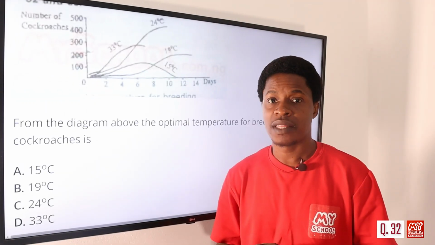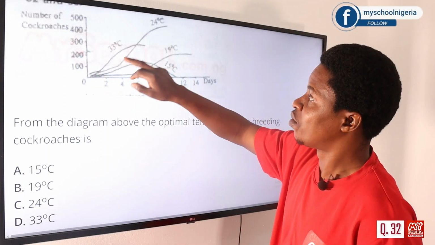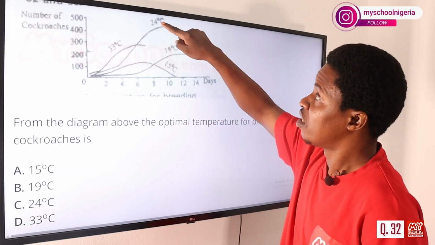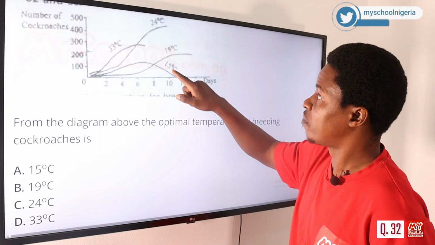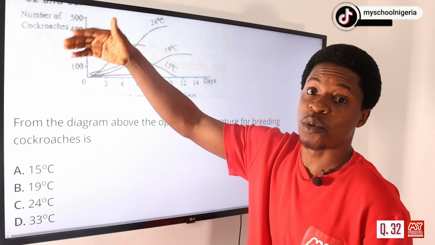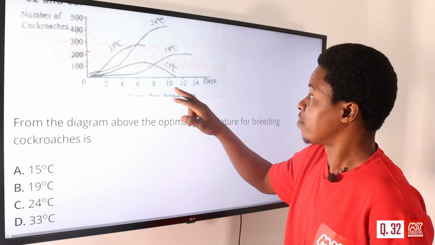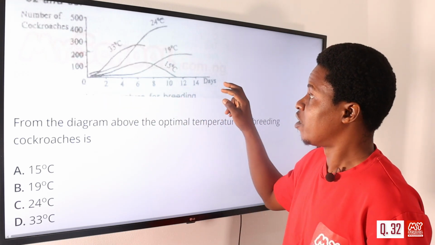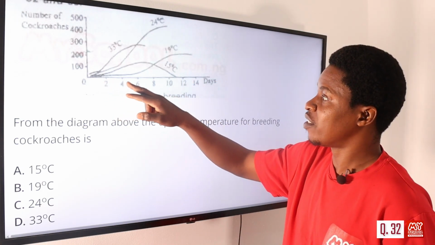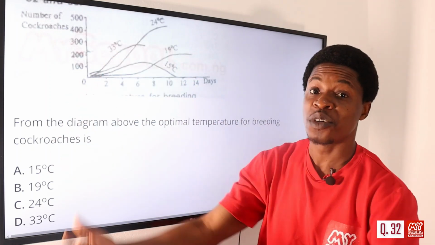Now let's move on to question number 32. We have a diagram here, a chart with curves. We have four of them at different temperatures: 33 degrees Celsius, 24 degrees Celsius, 19 degrees Celsius, and 15 degrees Celsius. On the y-axis, we have the number of cockroaches produced, from 0 to 100, 200, 300, 400, 500. And then we have the number of days for breeding: 2 days, 4 days, 6 days. So as the number of days increases, the number of cockroaches will also increase.